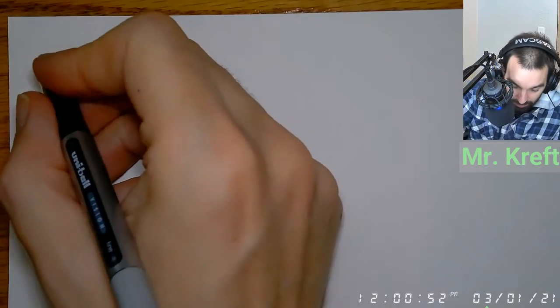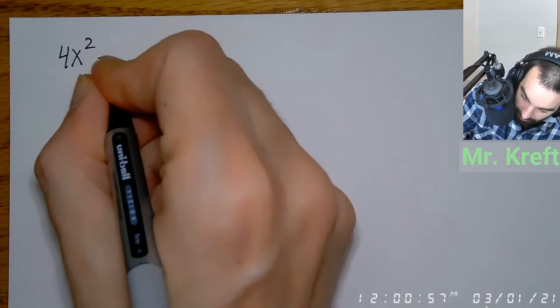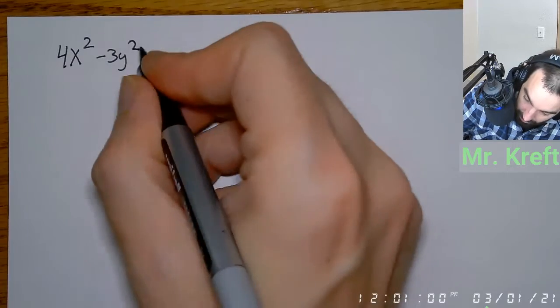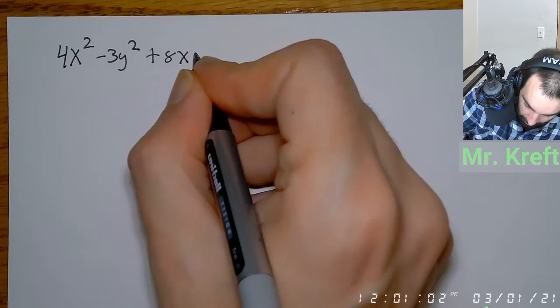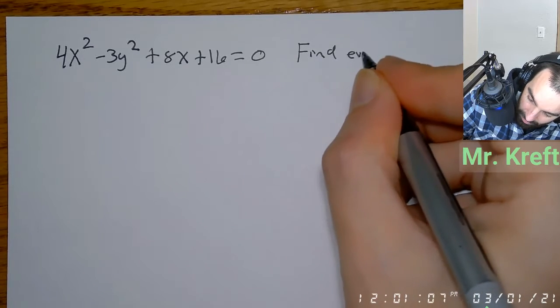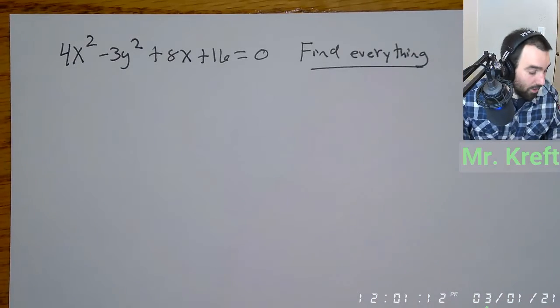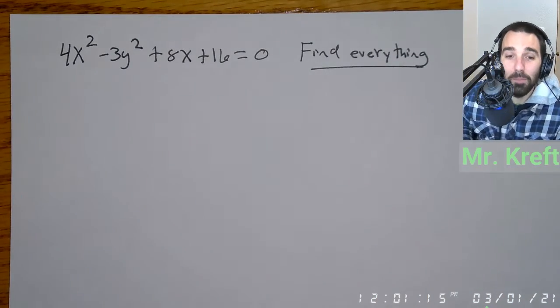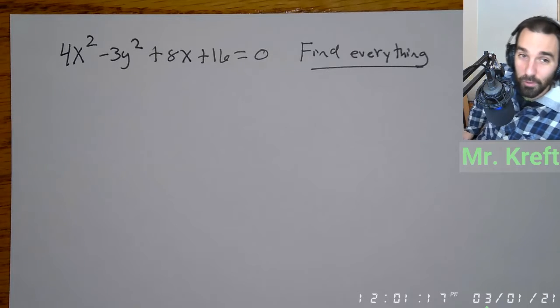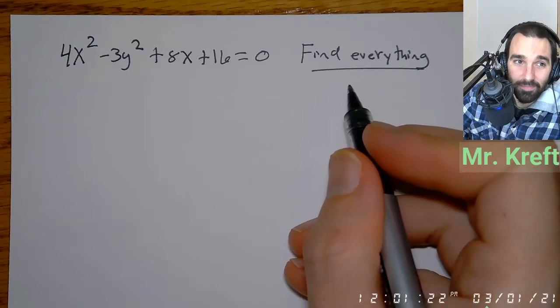Okay. All right. So for this next one, it's going to be a little bit different. So this one is going to be 4x squared minus 3y squared plus 8x plus 16 equals 0. We're going to find everything. Obviously the problem's not going to say that in the book. What I mean is you're going to find the vertices, you're going to find the foci, you're going to find the asymptotes. So we're going to find everything.